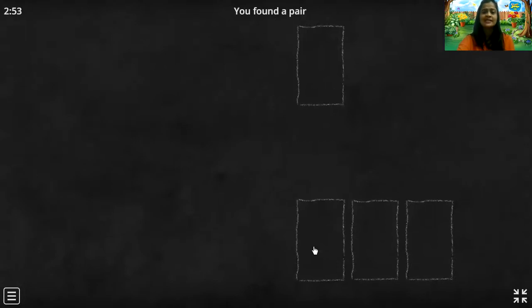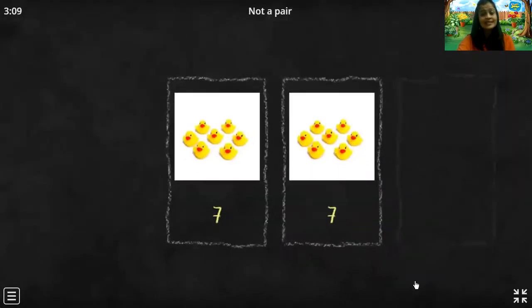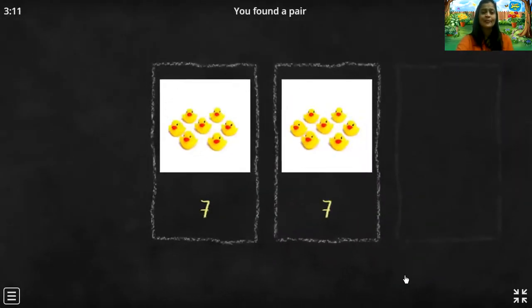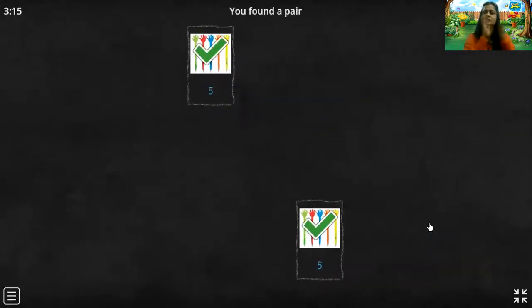Yes. Let's see this. Okay, seven ducks. One, two, three, four, five, six, and seven. These are seven duckies. Let's see this one. Wrong one. We're going to click this again, and we're going to click this again. So, they are seven duckies. Now, this and this, we got all correct. So, clap for yourself. Now, kids, wasn't this fun? Choosing and pairing it? Yes?